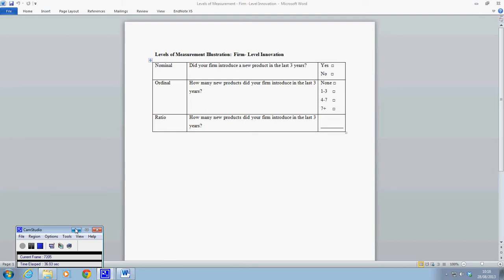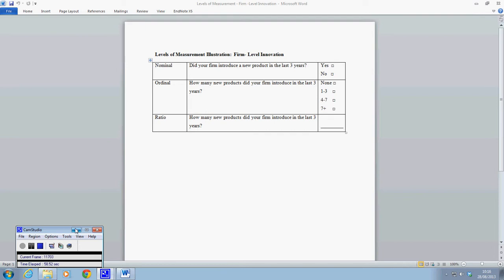Okay, the first question here is, did your firm introduce a new product in the last 3 years? And respondents are given the answer categories yes or no. Okay, so a closed-ended question, which categorizes the data and doesn't order it in any way, and therefore it's a nominal variable that this question will give you as the researcher.